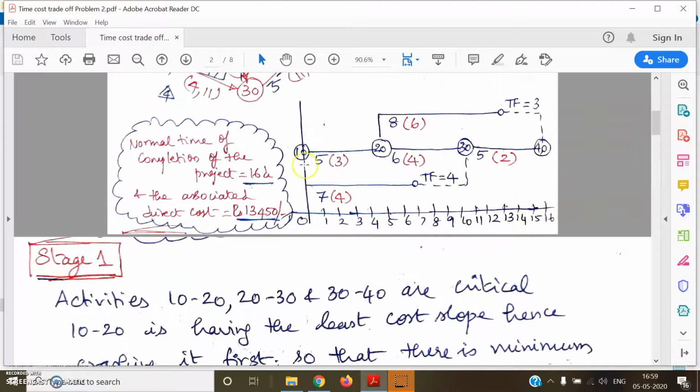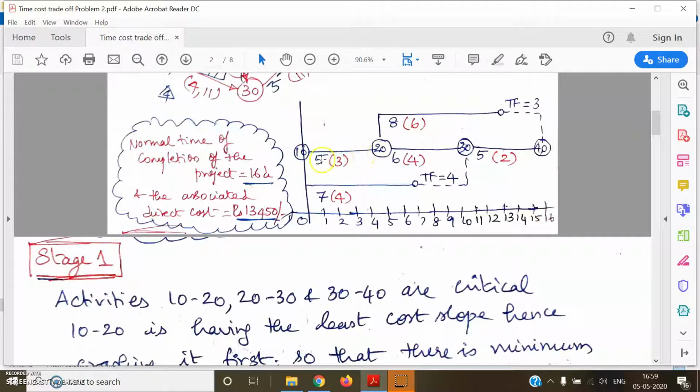Now, how many days of crashing possibility is there along 10:20? We have to see. You see 10:20 has got 2 days of crashing. From 5 days, I can bring it to 3 days. That means 2 days of crashing is possible for 10:20. Now, when I crash a critical path, I have to look at the parallel non-critical paths. In the process of crashing a critical activity, the parallel non-critical activities can become critical. So we have to also be very cautious about that. 10:20 has 2 days of crashing possibility.